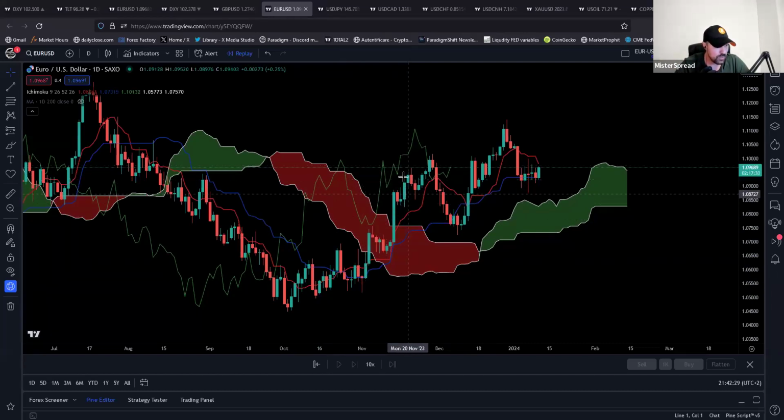If the price is above the conversion line, like it was here, and also above the baseline, you can already set up your supports and resistances, and you can start trading. You go from daily to 4 hours and 1 hour.